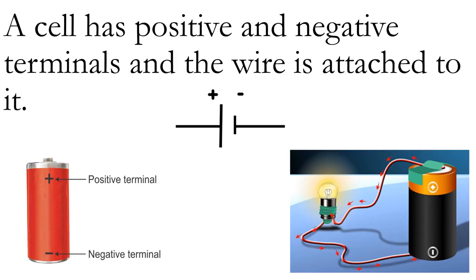A cell has positive and negative terminals, and the wire is attached to it. Let's check these diagrams. A cell can also be represented symbolically with two vertical lines, one bigger in length, which represents the positive terminal, and the shorter one representing the negative terminal. We can check here that the positive and negative terminals are attached to wires and then to the electronic device.